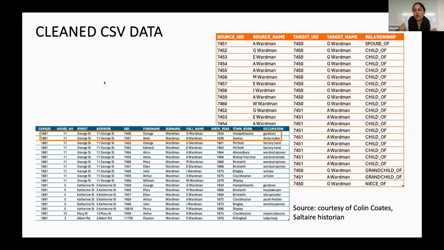The table with the orange header in the background is a table of relationships. And to simplify things here, I've limited the relationships to just those to the patriarch and matriarch of the family, George and Anne Wardman, who you see here highlighted by the orange box in the foreground table. So what this means is that I've ignored all the sibling relationships here.